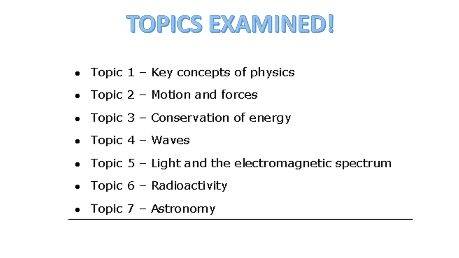Right, let's get on to the main bit. So these are the topics on paper one. If you're doing triple science, then you will be doing astronomy. If you're doing combined science, it's just the first six topics.